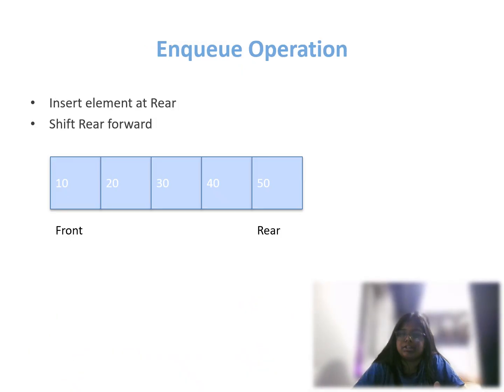Now that we have understood how a queue is represented, let's understand the operations in them. In the enqueue operation, we insert an element into the queue. First, we check whether the queue is full. If the queue is empty, we set front to 0, and then we increment the rear pointer and insert the new element at that position.